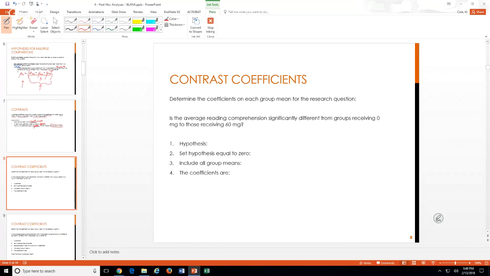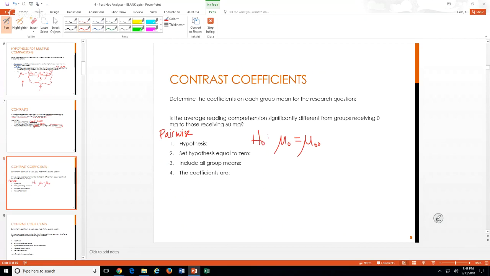Is the average reading comprehension significantly different from groups receiving 0 milligrams to those receiving 60 milligrams? Is this pairwise or non-pairwise? Pairwise. What is the null hypothesis that we're addressing here? Mu of 0 equals mu of 60. Good. Mu sub 0 equals mu sub 60. Now that's our null hypothesis.